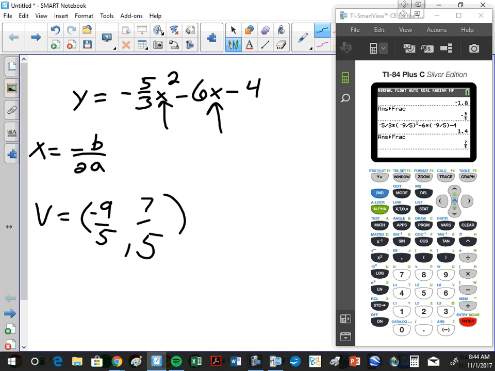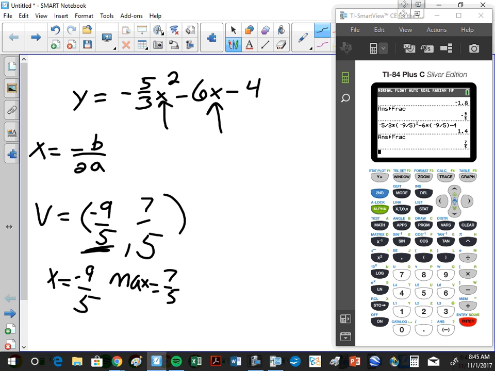Where is the axis of symmetry? It's this right here: x equals negative 9/5. Does this have a maximum or a minimum? How do you know it has a maximum? It's a negative parabola. It's upside down. So the maximum is at 7 over 5.